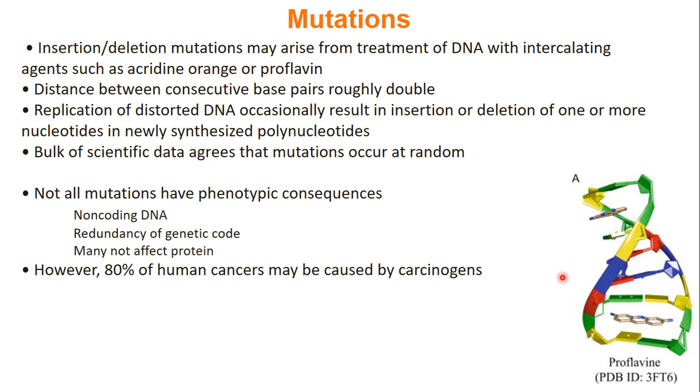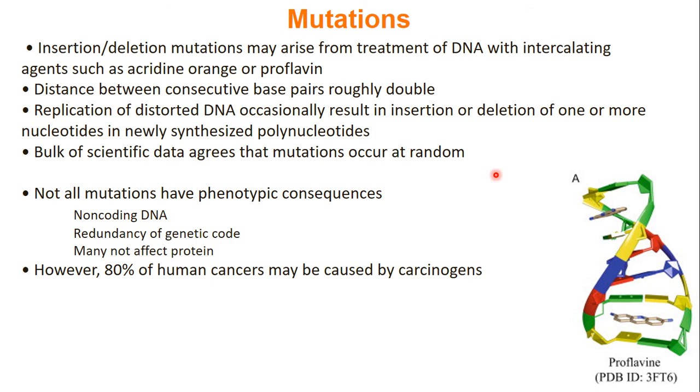structure. And when you try to replicate distorted DNA, sometimes, since the distance is greater than you expect, you accidentally insert or delete one or more nucleotides in your new DNA strand. And that can have large consequences, like a frameshift mutation throughout your genome. Most people agree that these mutations will happen more or less at random. So randomly you'll just have mutations happen to your genome.